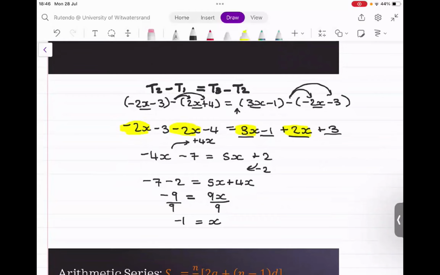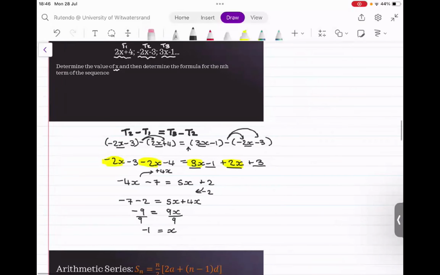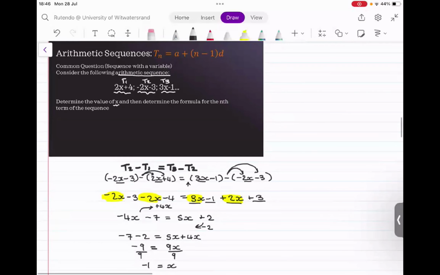Perfect. I see you guys have been getting it. That's good. So now we know that in all of my terms, my x is minus 1. So I see an x here, I know it's minus 1. I see an x here, I know it's minus 1. And I see an x here, I know it's going to be minus 1. So all that's left to find what my sequence actually is, is to substitute in my x equals minus 1.